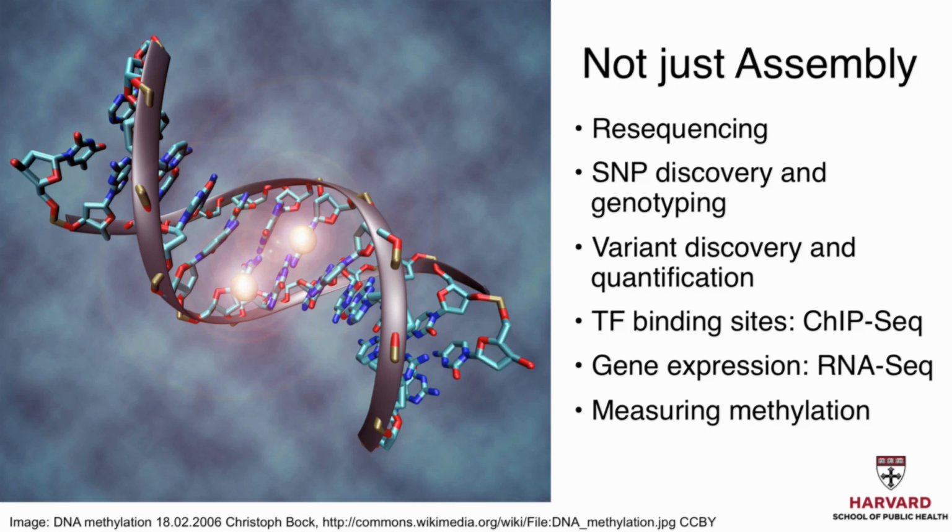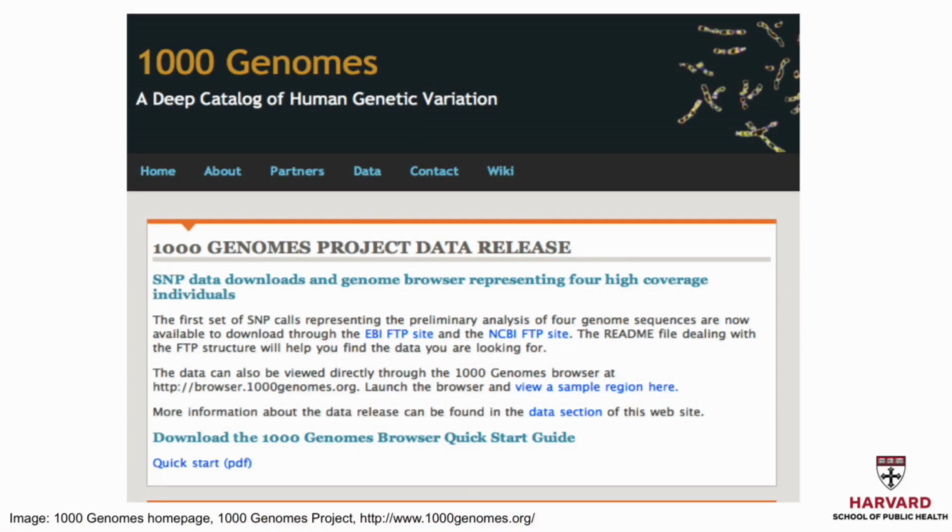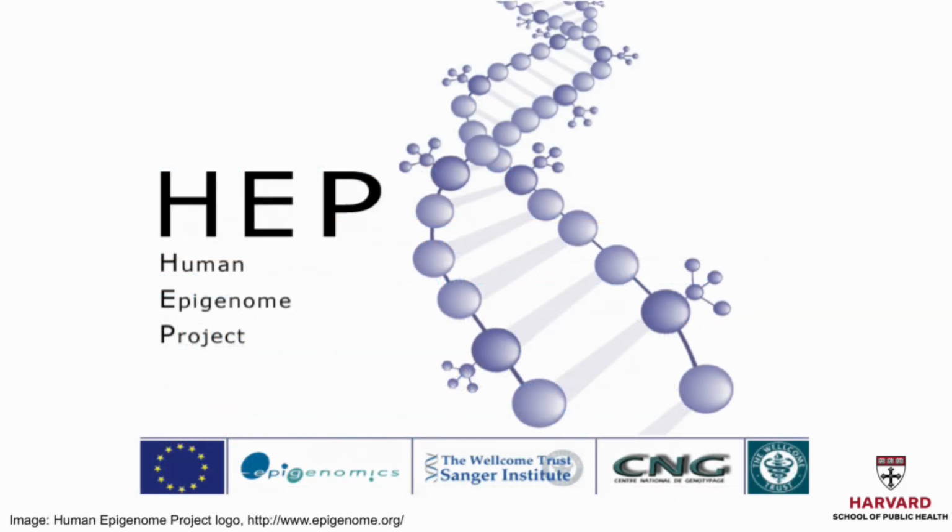So that permits SNP discovery and genotyping, variant discovery and quantification, transcription factor binding sites, gene expression, and also other epigenetic outcomes like measuring methylation. So it's very widely used. This technology is used by the 1,000 Genomes Project to do resequencing of more than 1,000 different individuals. It's used by the Human Epigenome Project to measure different epigenetic outcomes, and it's used in several other projects as well.